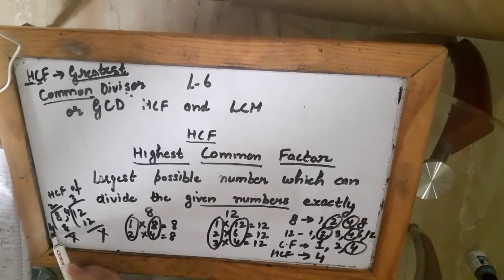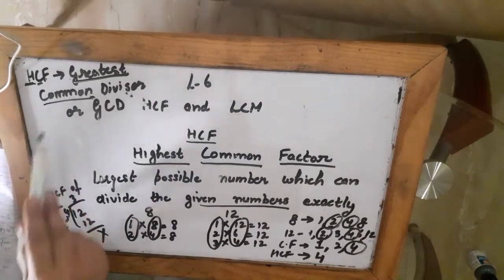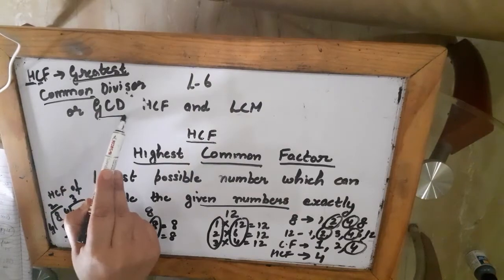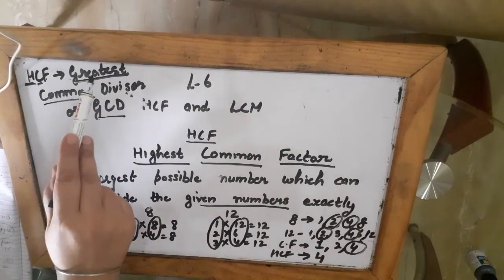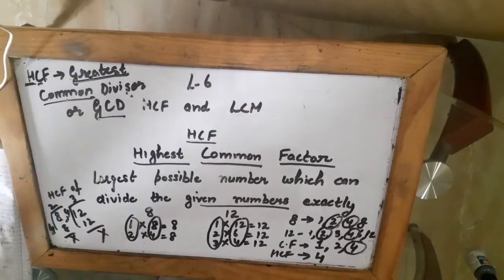Like this, factor 4 is also known as the divisor of 8 because it divides 8 exactly. This 4 is the divisor of 12 because 4 divides 12 exactly. So this 4 is also called the divisor or the factor. So HCF is also called GCD or greatest common divisor.